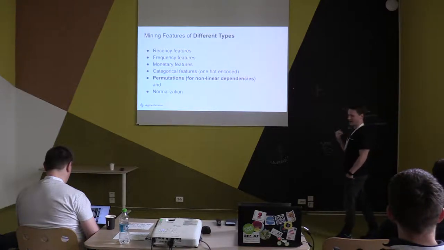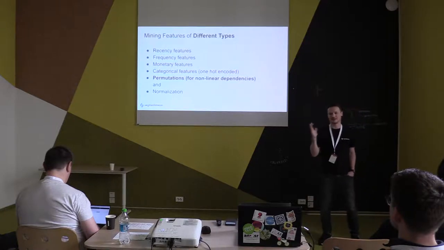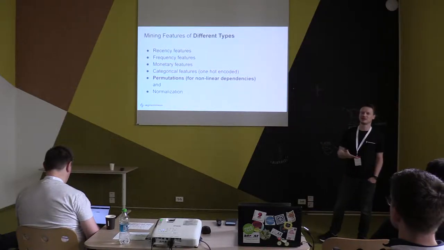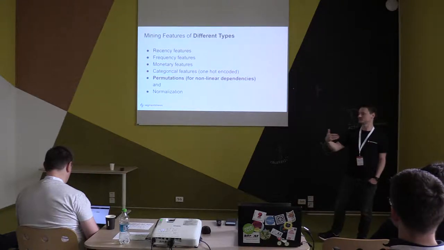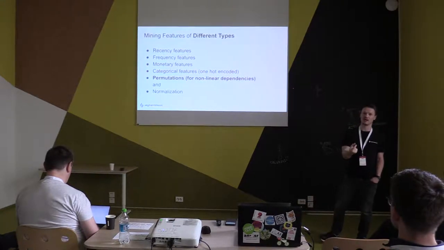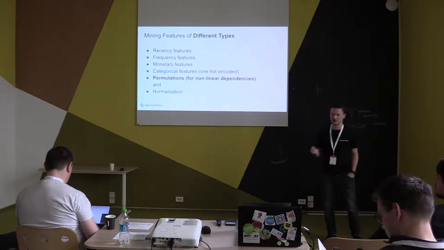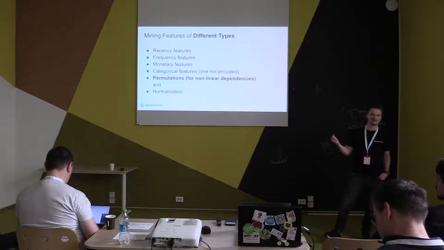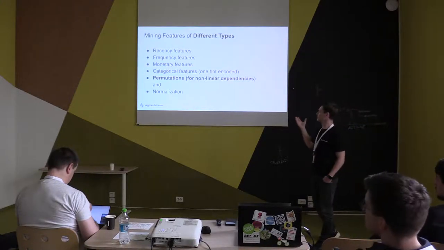Frequency features, how often users do this. Monetary features, like how much value you allocate to this feature, for example, more expensive products, less expensive products, or if you know actual value for some micro conversions you have. Categorical features, like device type, region, screen resolution. So usually we collect one hot encode.